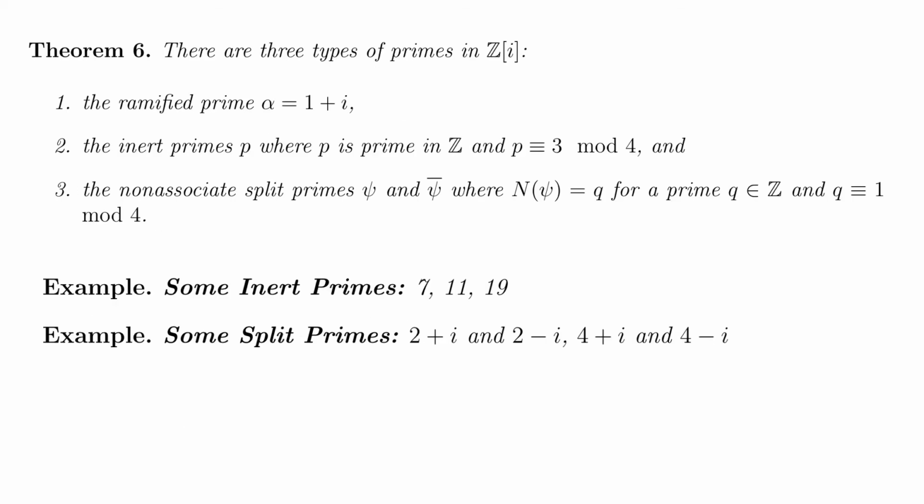To review, we have the 3 types of primes listed in Theorem 6 and some examples. Some of the inert primes, or the rational primes, would be 7, 11, and 19, all congruent to 3 modulo 4. And some split primes would be 2 plus i and its conjugate 2 minus i, and 4 plus i and 4 minus i.